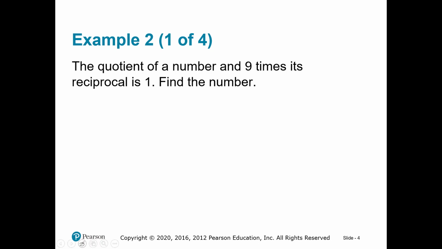Let's look at the second example. The second example is I need to translate this problem. It says the quotient of a number and 9 times its reciprocal is 1. They want us to find the number.